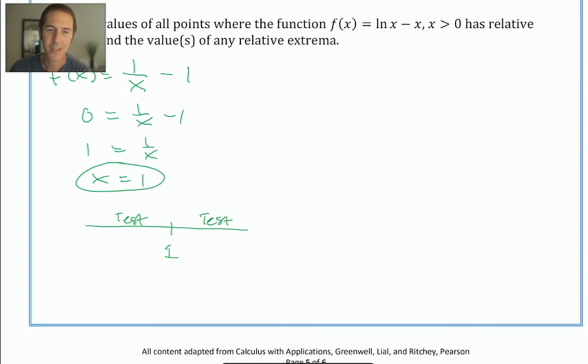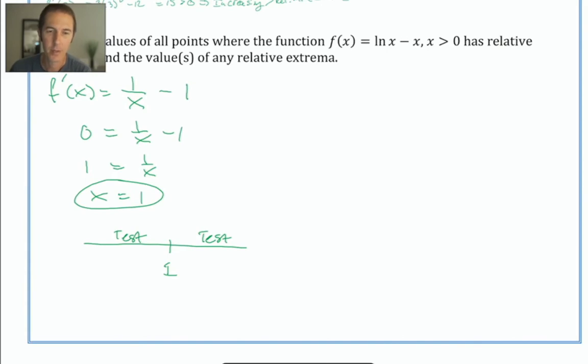And when I say test, I mean testing x values in the first derivative. So test in the first derivative. Should you plug in an x value of 0? Probably not, because 0 is not even in the domain of the original function. So you have to plug in something that's between 0 and 1. So maybe plug in 1/2. That'll return a positive f prime value for you. F prime of 1/2 is greater than 0.